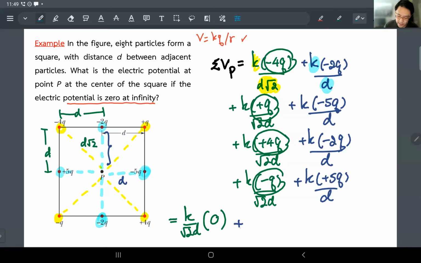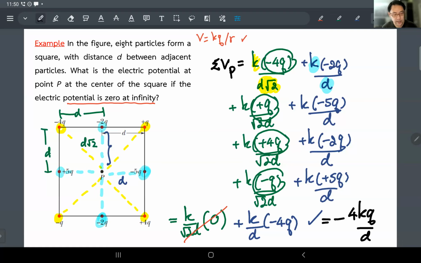And then you just say, okay, plus, now you have all the charges on the side. So you have a common factor of k over d. And then you look at the charges on the side, you just sum, 5 and minus 5 just cancel. You're left with just negative 4. And that's it, guys. You are done. That is your net electric potential at point P. It's just minus 4kq over d. That's it. You can rearrange however you see fit. Minus 4kq over d. And you are done.